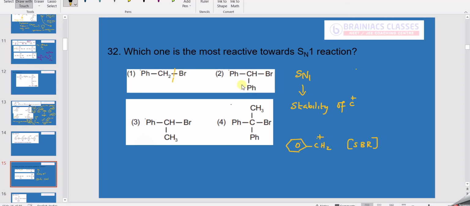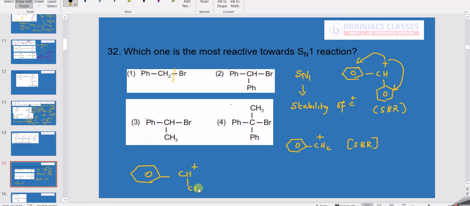it can result in resonance. Next one, if you see, you have two benzene rings connected, so when the halogen is removed, this plus charge can enter into resonance here as well as here. So I can say this is more stable through resonance. Now if I am looking at the third one, you have one benzene ring and one CH plus and you have CH3. So CH3 will stabilize this by plus I effect and this will stabilize by resonance. So this is not that good.